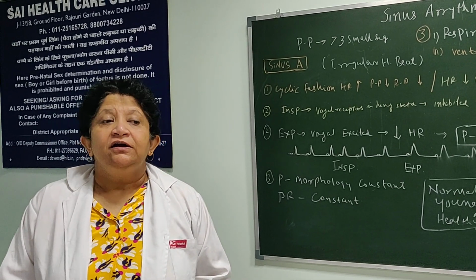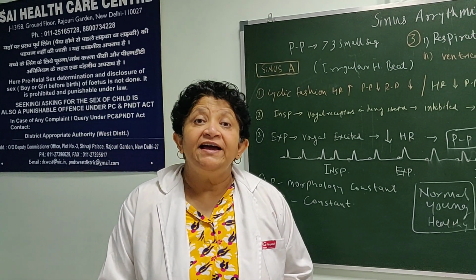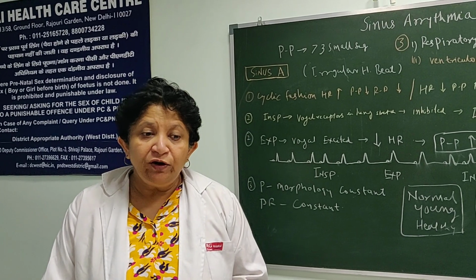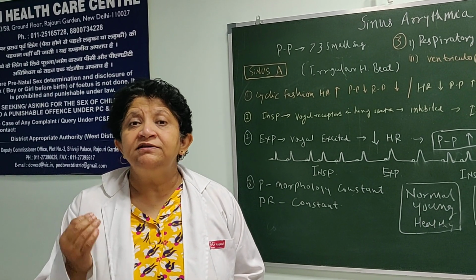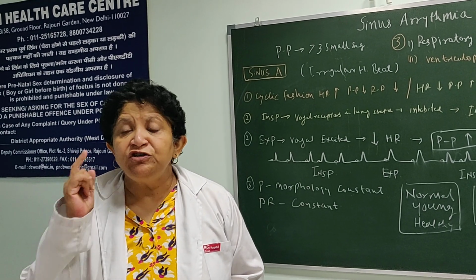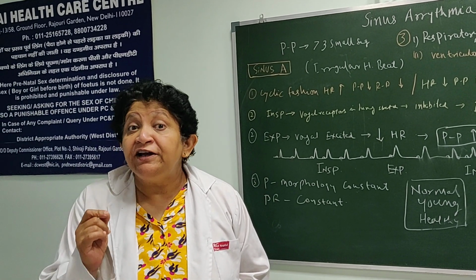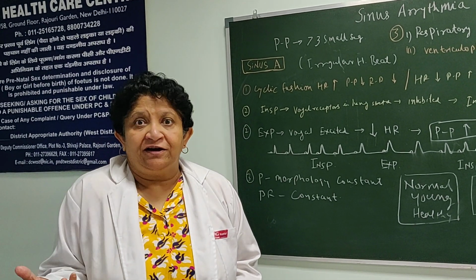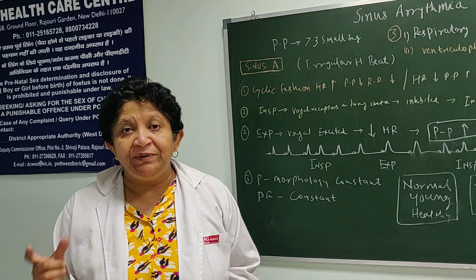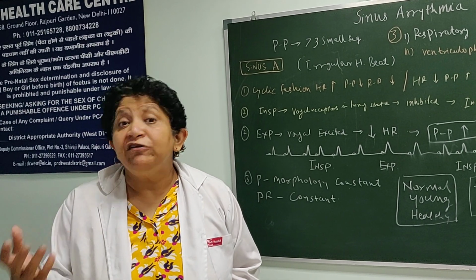Good morning friends. Today we are going to discuss sinus arrhythmia. Now we know that our dominant natural and normal rhythm is a normal sinus rhythm, which originates from the sinus node in the right atrium. Even that can be arrhythmic, so that is why it is called sinus arrhythmia. That means it is a little irregular.